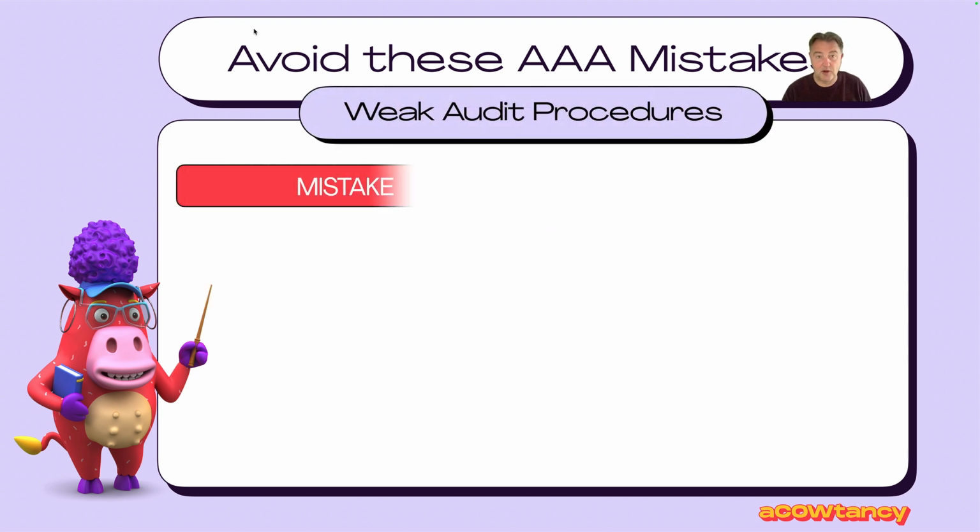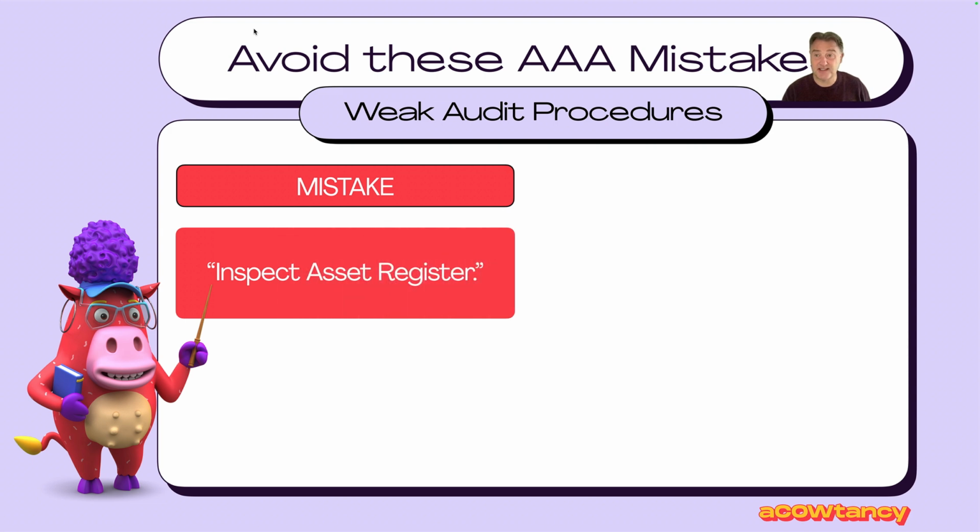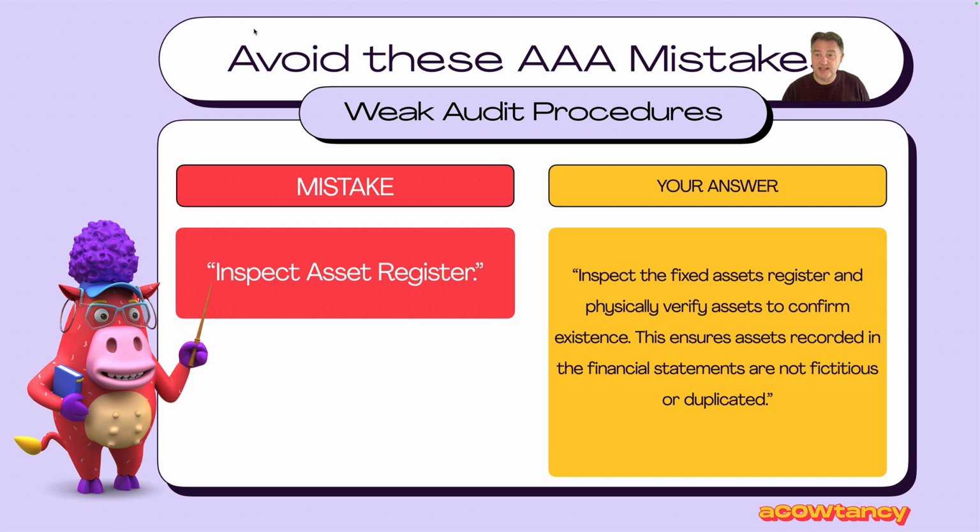Keep going then with our weak audit procedures. Inspect the asset register. You now know that's terrible. So you've got to say, be really specific, say how to do it. So inspect the fixed assets register and physically verify the assets to confirm their existence, because presumably that's the risk that I'm looking at. Do they actually exist or not? This ensures that assets recorded in the financial statements are not fictitious or duplicated, but really exist. You've stated how you're going to do it. You've stated why you're going to do it.